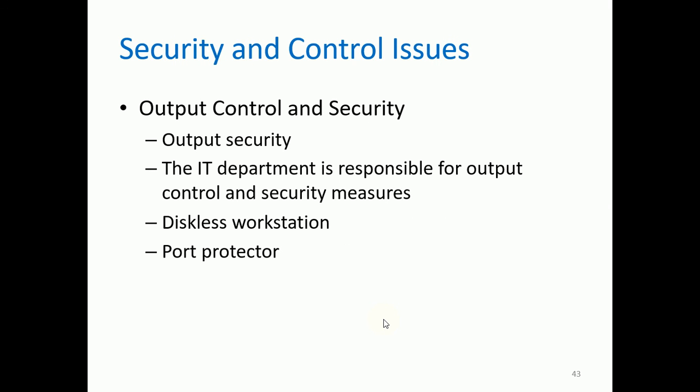Next we have security and control issues. For output control and security, you should be wary of the output security. Should it be confidential, and who are the persons authorized to access that output. And then the IT department is responsible for output control and security measures. So you could use a diskless workstation so that all the files are centralized in one server. And then we also have a port protector, meaning users cannot copy.